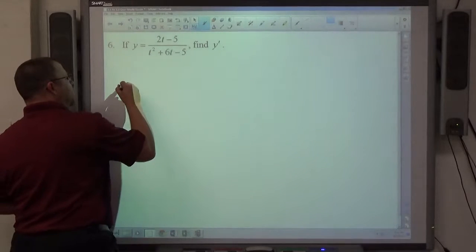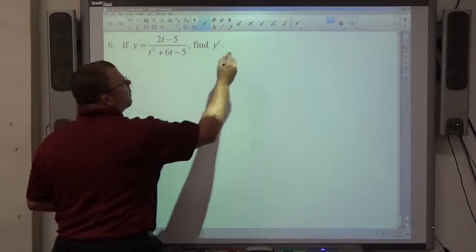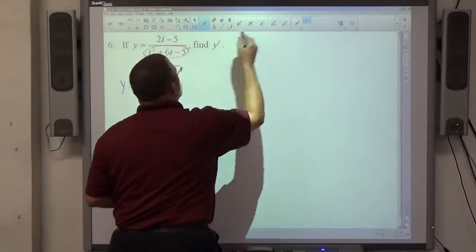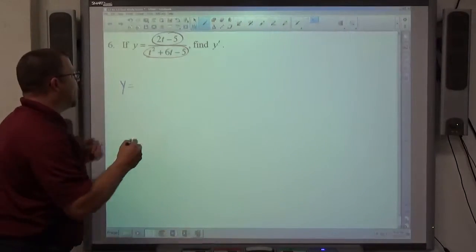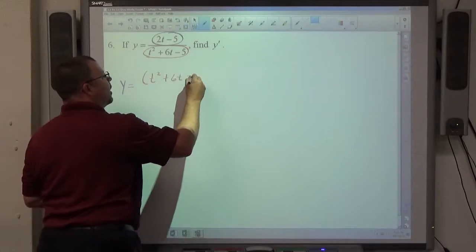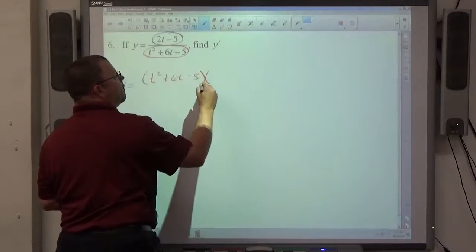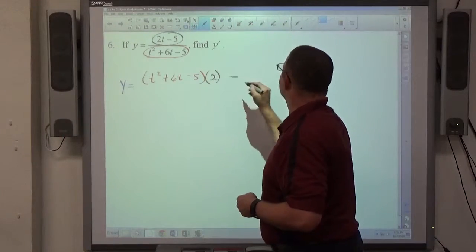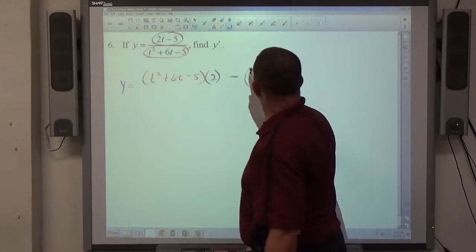The quotient rule is and always will be low D high, so let's use colors. Low is going to be red and high is going to be black. So if I do low D high, that means I take the bottom as is, 2t squared plus 6t minus 5. D high means derivative of top, derivative of 2t minus 5 is just 2. Minus, it's always minus. Then high D low, take the top as is.